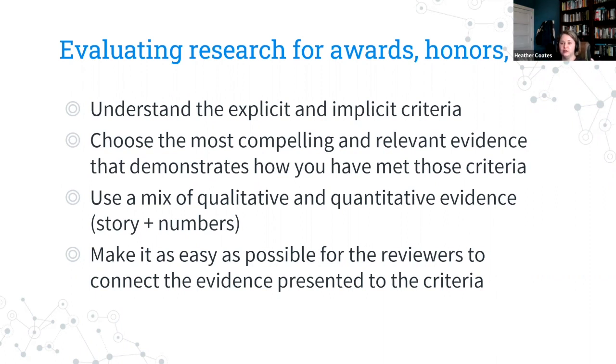And again, we encourage folks to use a mix of qualitative and quantitative evidence, so story and numbers, because humans respond well to both. We like a combination. And finally, we find that sometimes folks overcomplicate the narrative and over-explain the metrics. What we try to help them do is to make it as easy as possible for reviewers, or for whomever is going to be looking at this, to connect the evidence and the criteria. And sometimes you just have to state that very explicitly.